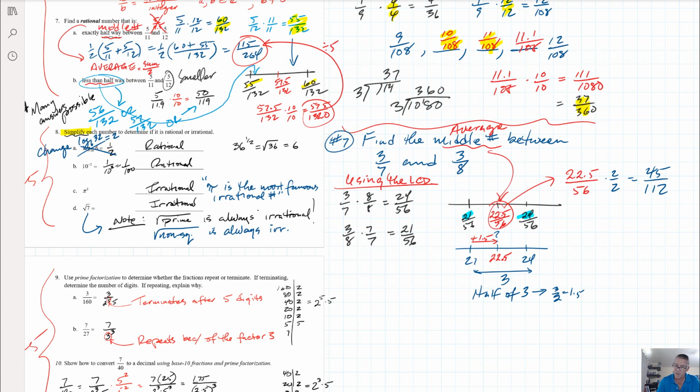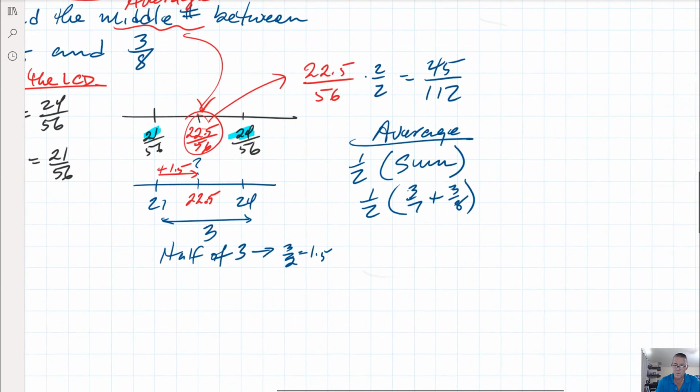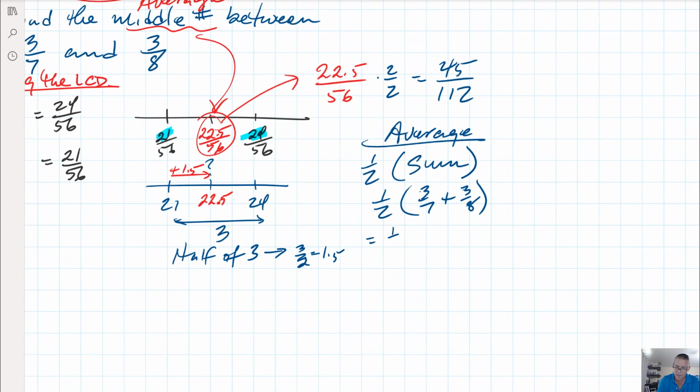Or you could take the average. So I'm going to just finish off with method 2 here. Using averaging, you take the sum divided by 2, or you just take half the sum. Sum means you simply add them. And I say half the sum because we're dealing with fractions here. So when we take 3/7 plus 3/8, watch what happens. Right here I take half of the sum, and we use the butterfly product rule: 3 times 8 is 24, plus 7 times 3 is 21, divided by 7 times 8, which is 56.